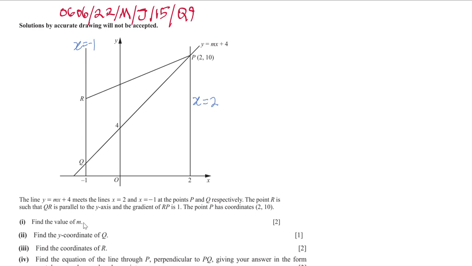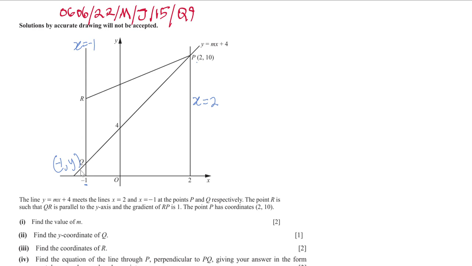The question says that the line y equals mx plus 4 meets these two lines at the points P and Q respectively. So we see P here is 2, 10, and then Q. What's the coordinate of Q? The coordinate of Q is going to be minus 1, a certain y value that I don't know. This x value here is minus 1, so the coordinates of Q are minus 1, a certain y value you don't know.